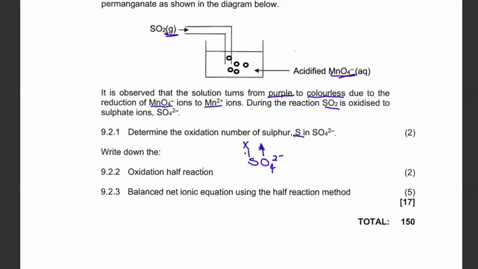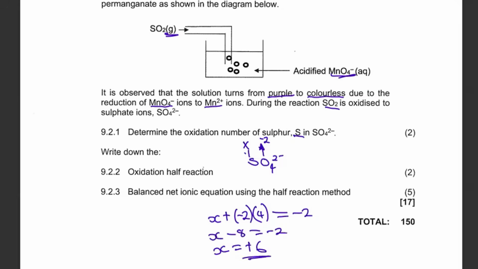Then for oxygen, we always know the oxidation number for oxygen is -2. Then the overall charge is -2. So if we say X is unknown, we add it to the bracket of -2, and then we multiply by 4 because we have 4 oxygens. This should give us -2 because the overall charge is negative. So if we do our math there, it's x minus 8 is equivalent to -2, so x is equivalent to a positive 6.